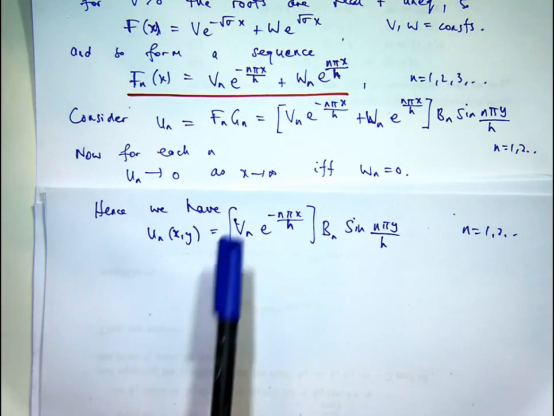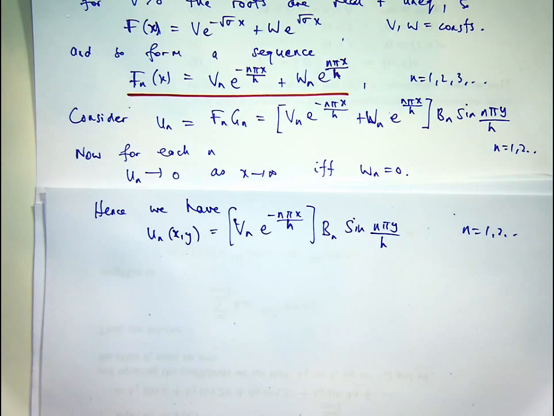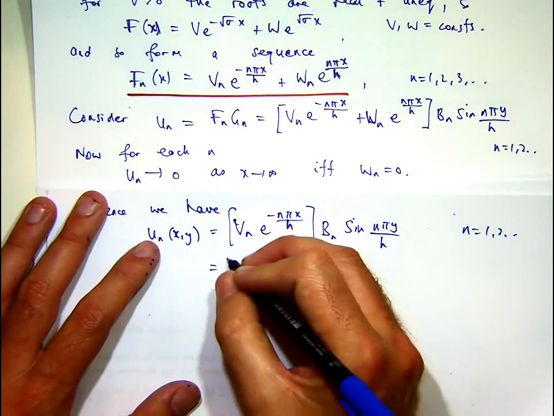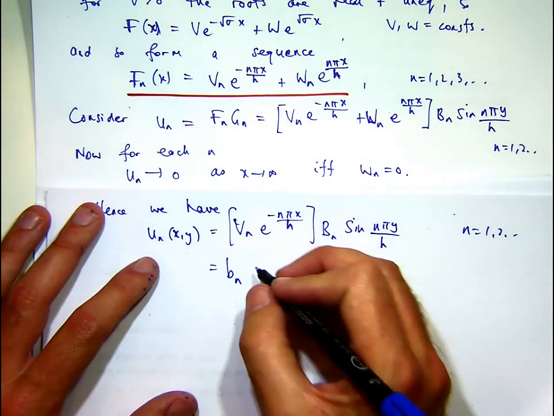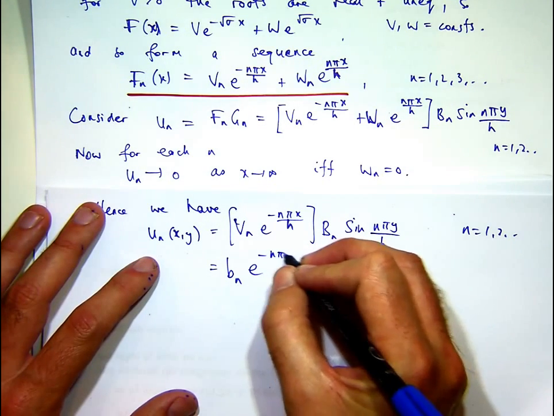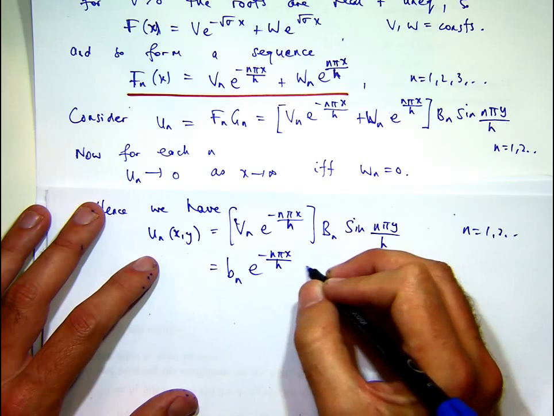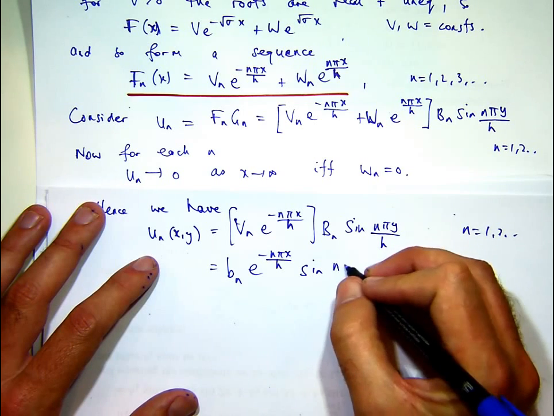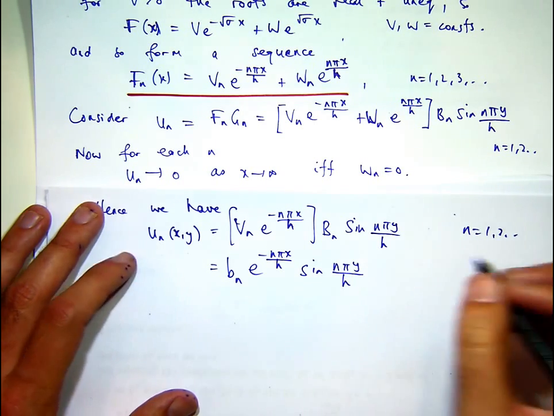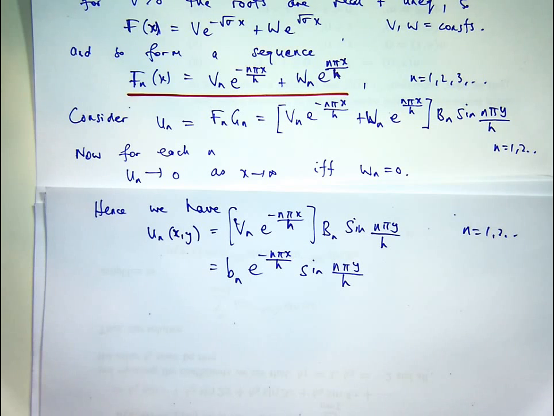Okay, now you've got these two constants here which you can multiply together and just label a new sequence of constants just to make the algebra a little simpler. So I'm just going to make it little b sub n. Okay, so we have a sequence of solutions to the problems that we've looked at so far.